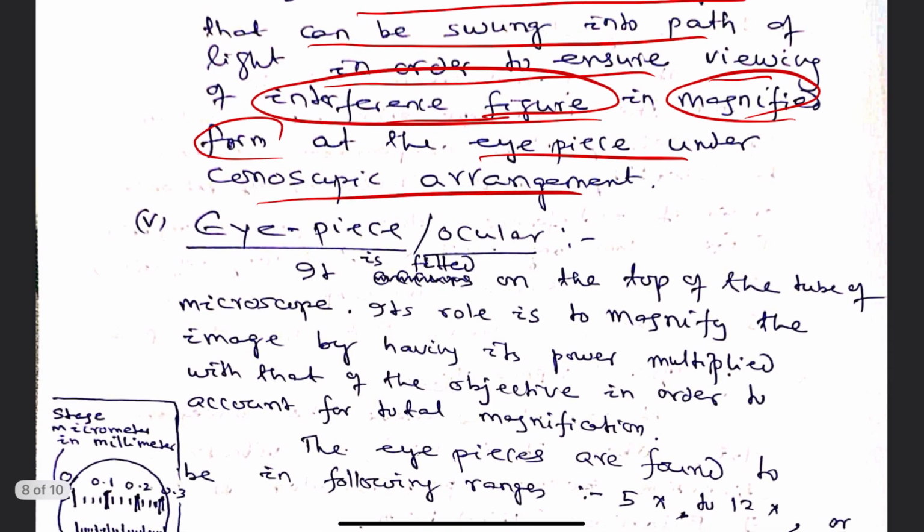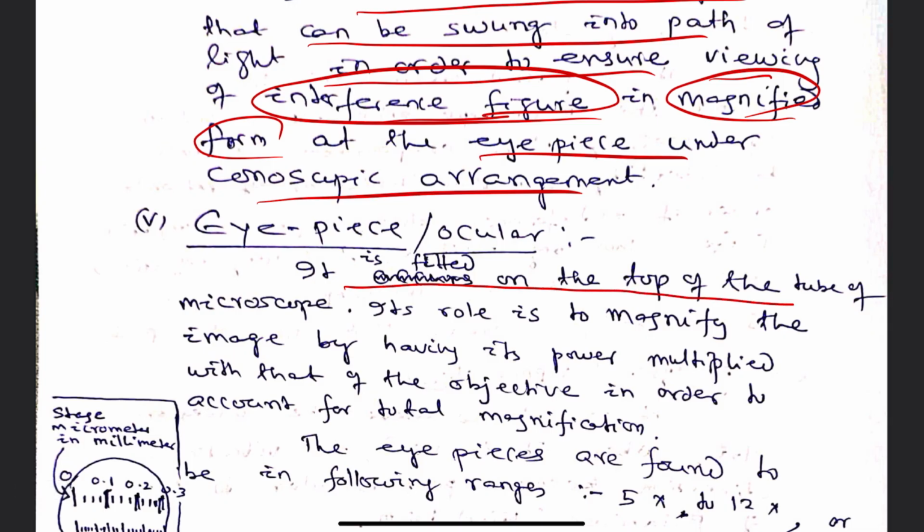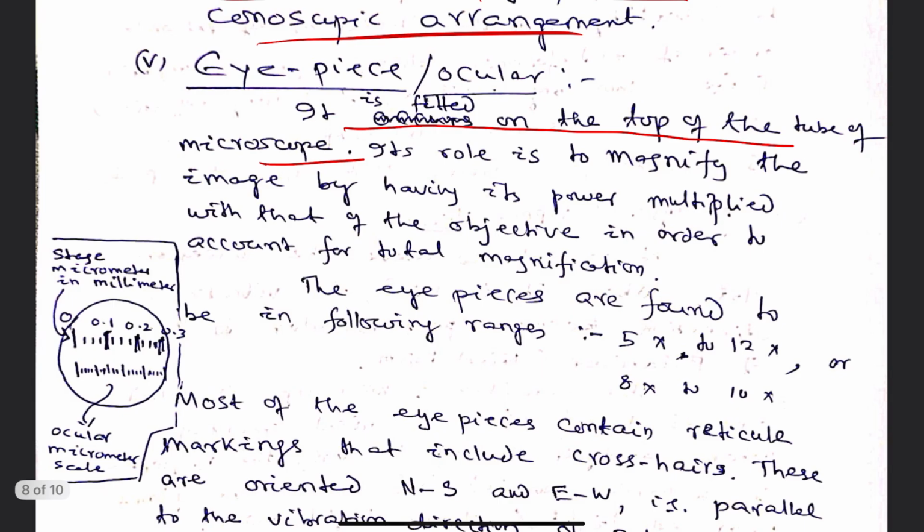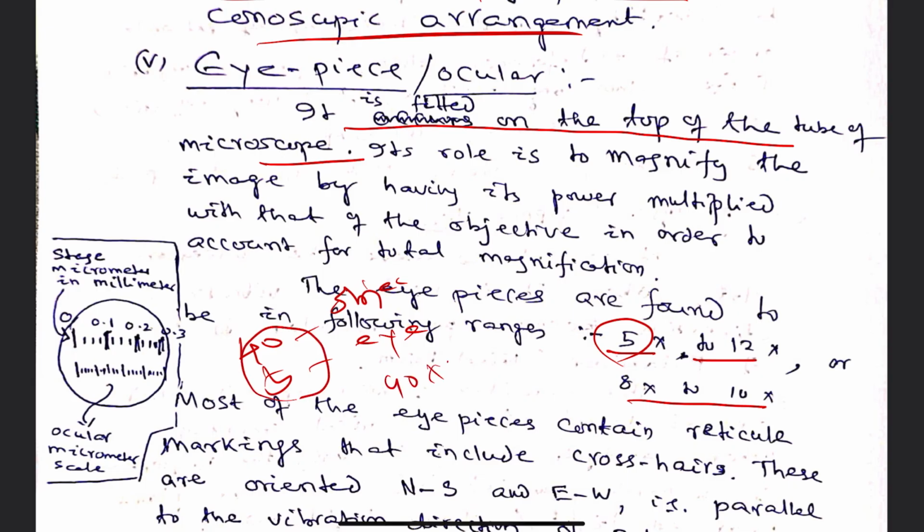Then on the top we have the eyepiece. This eyepiece has a certain power, 5 times, 12 times or 8 to 10 times. The objective has a certain power, let us say it is 40 times, and let us say the eyepiece power is 5 times. Then the total magnification will be 40 into 5, 200 times. So the magnification will be 200 times.